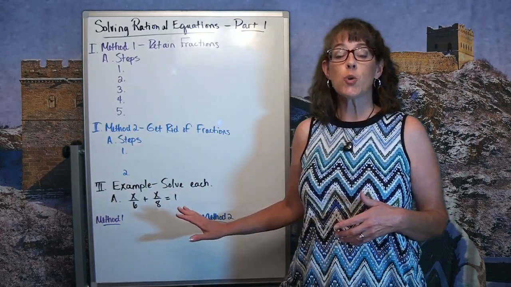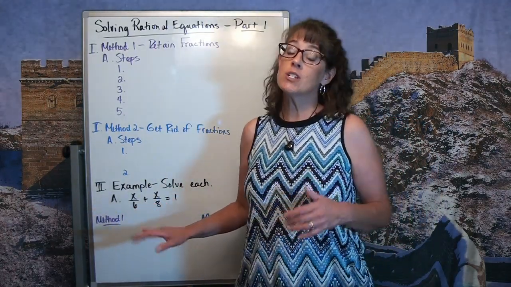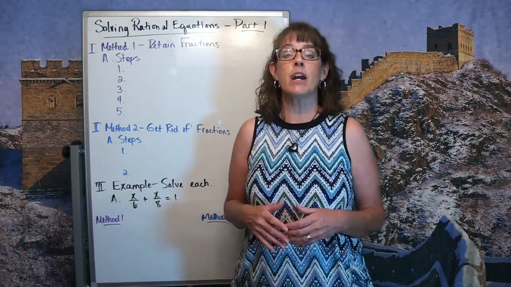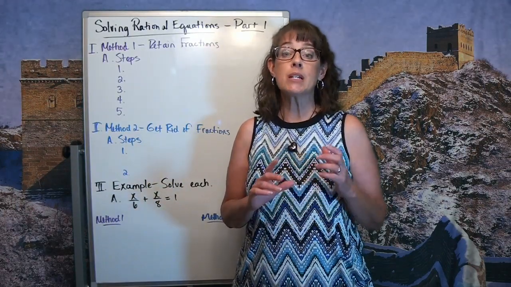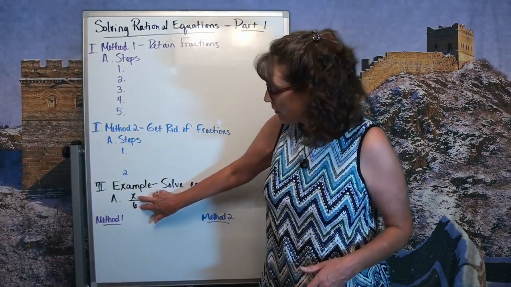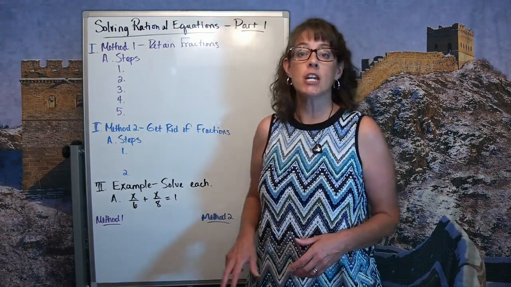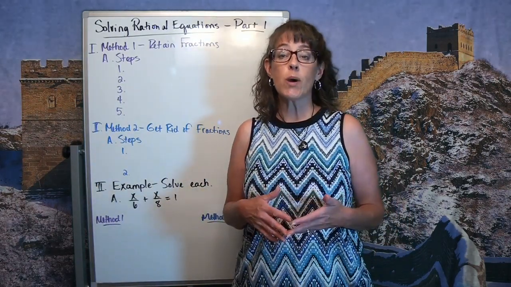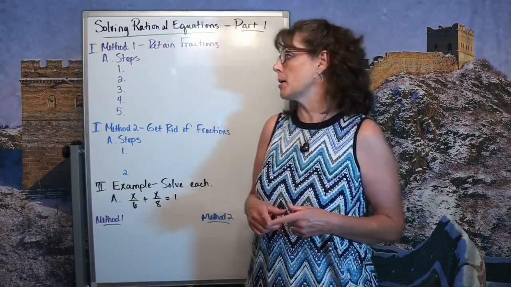So we have a rational equation because remember, rational does not mean rational, dude. What rational means is can be written as a fraction. So I have a fraction here and I have a fraction here. Now when you have rational equations, there are two ways to solve them.